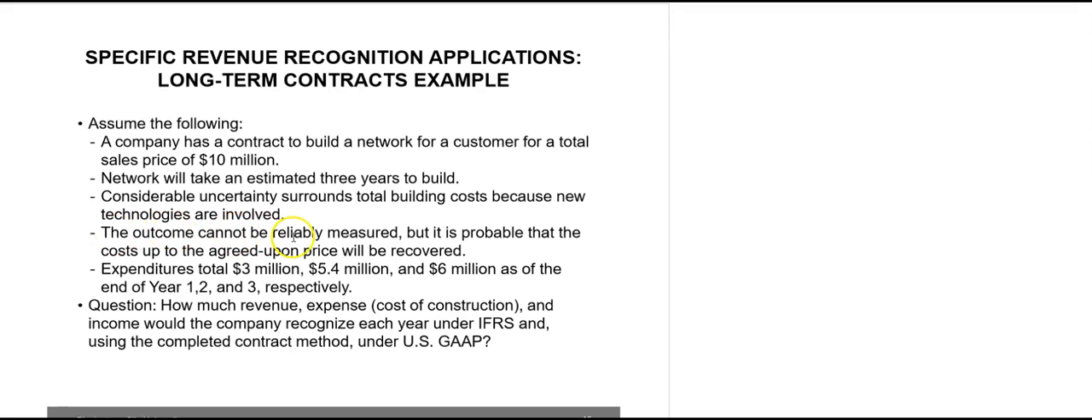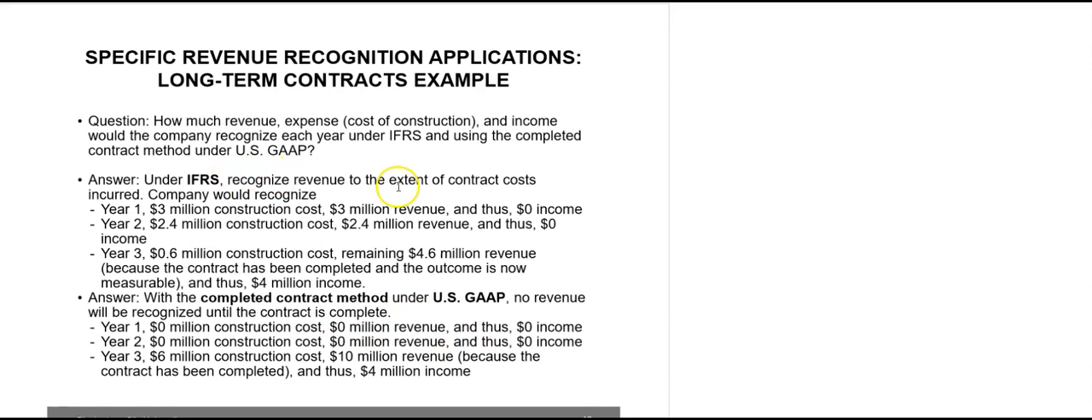The outcome cannot be reliably measured, but it is probable that the cost up to the agreed upon price will be recovered. Expenditures total $3 million, $5.4 million, and $6 million as of the end of year 1, 2, and 3 respectively. The question is, how much revenue, expense, that is cost of construction, and income would the company recognize each year under IFRS and using the completed contract method under the US GAAP?